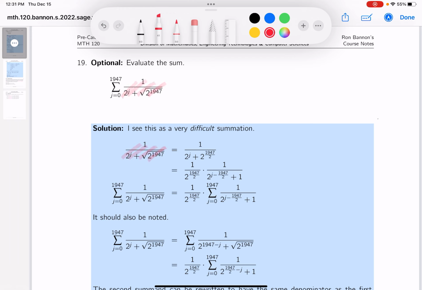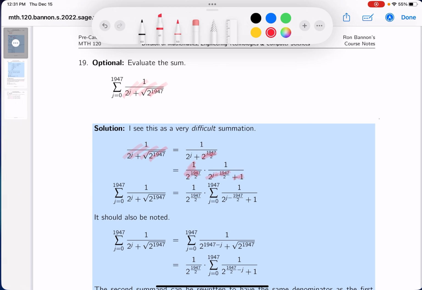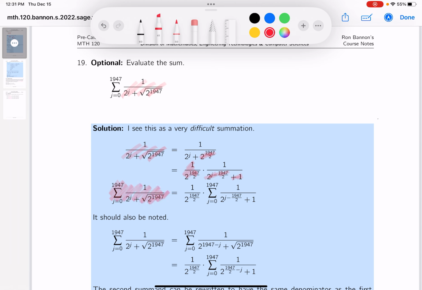I'd probably write the root as a power, and the next thing I do is probably factor out the power. That's relatively simple to do. And when you do that, let me just make sure that's true. If you multiply it through, you would get 2 to the j, of course, and that's good, right? So I could rewrite the sum as this sum over here now.